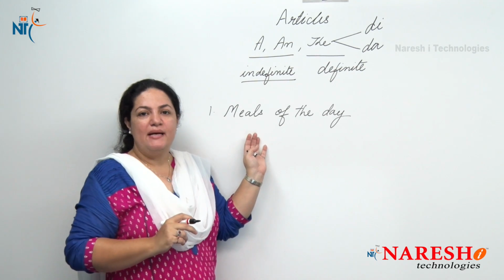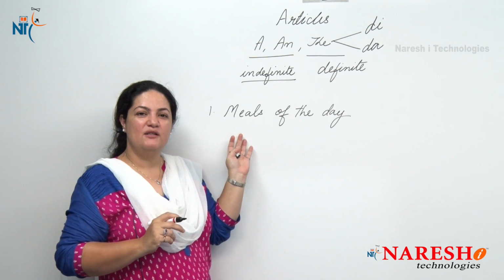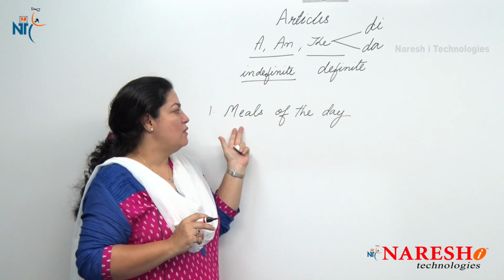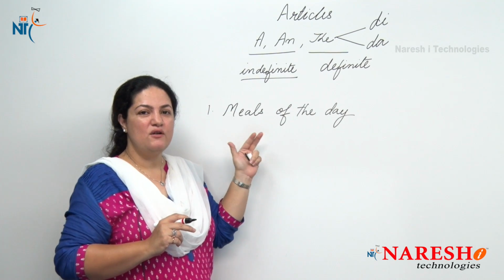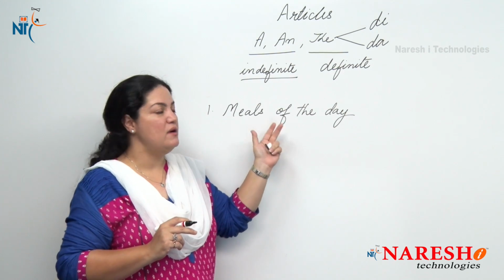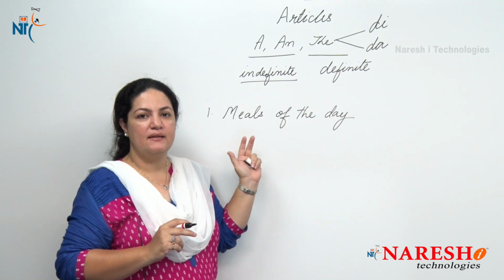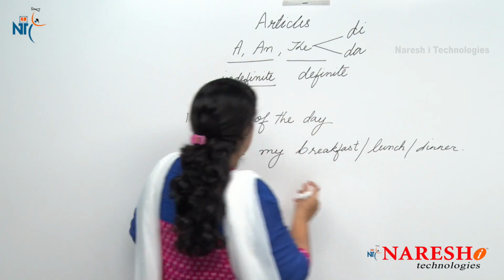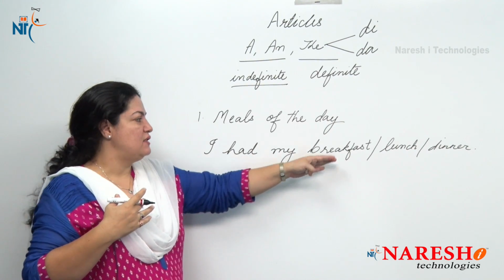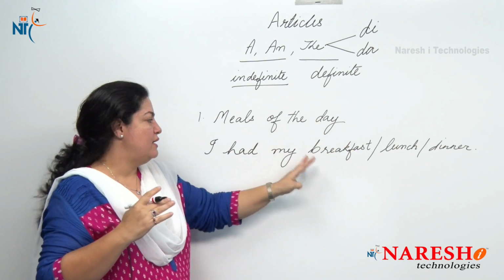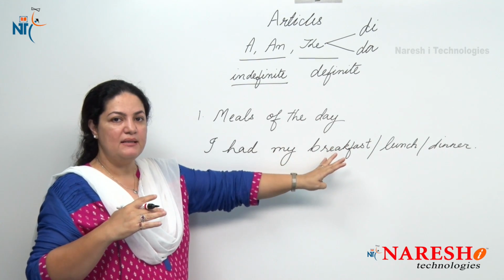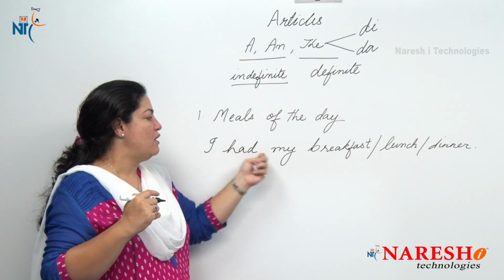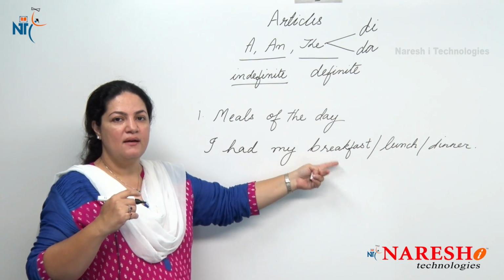When we are talking about the meals of the day, what are the different meals of the day that we have? Breakfast, lunch, dinner. Okay. So the rule that we apply here is, whenever we are talking about any of these meals, we would not use the definite article "the," though it is a specific meal of the day. So here, I had my breakfast, or lunch, or dinner. Though all three are specific meals, so we know we are talking about a definite thing, the rule that applies here is, you will not use any article before these nouns.